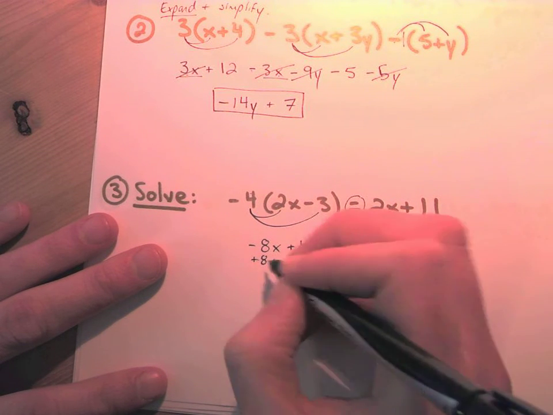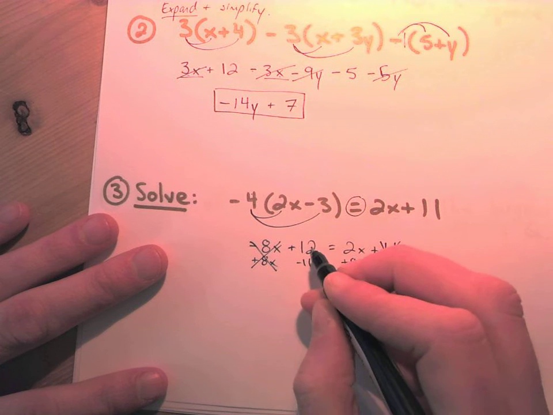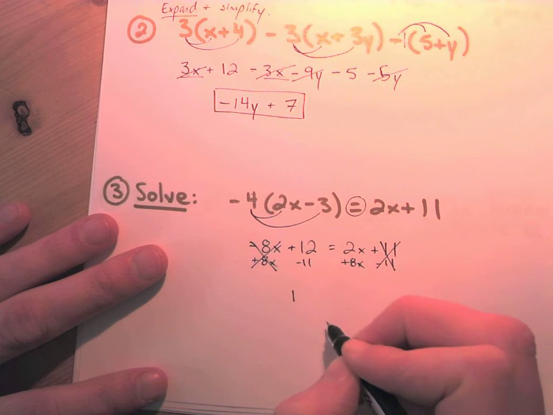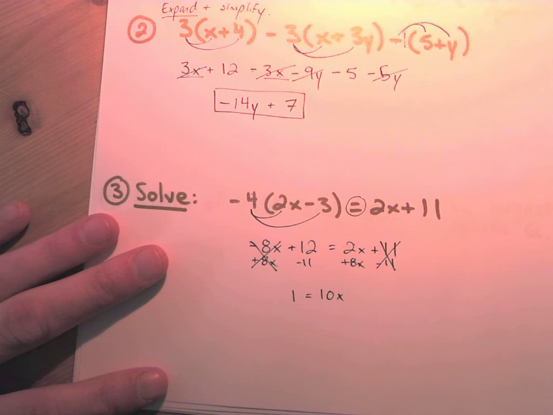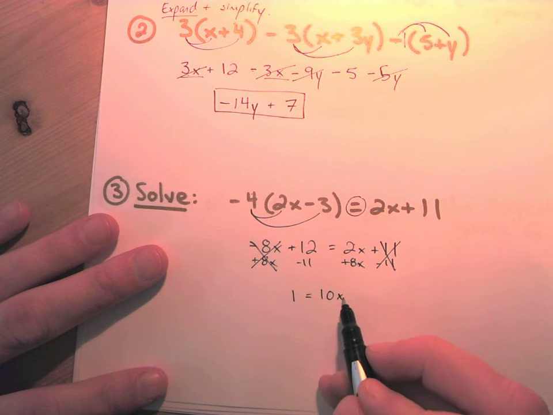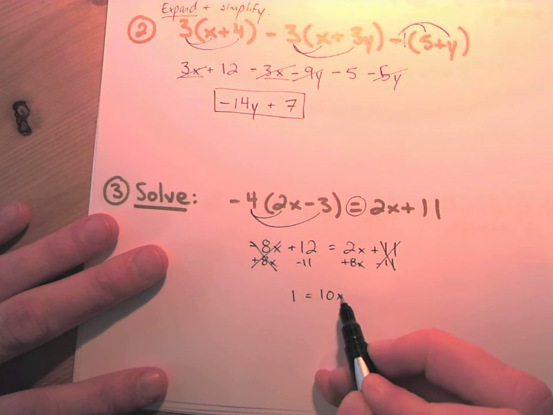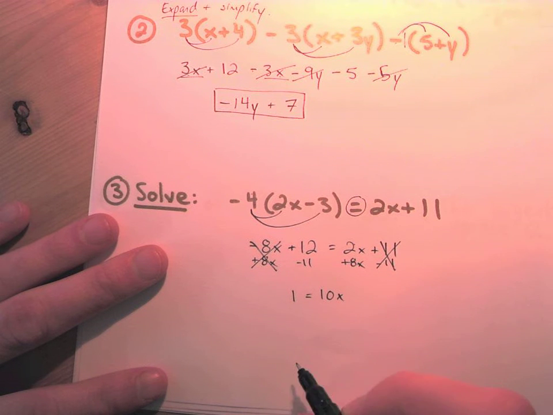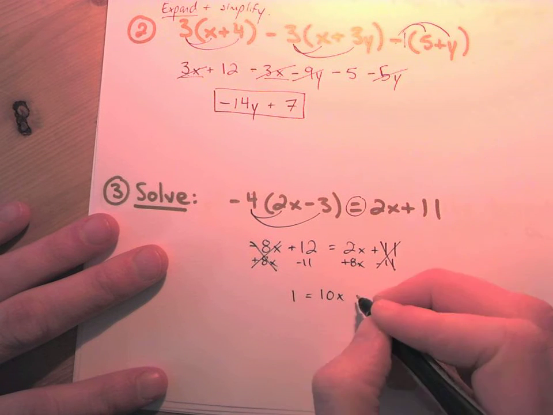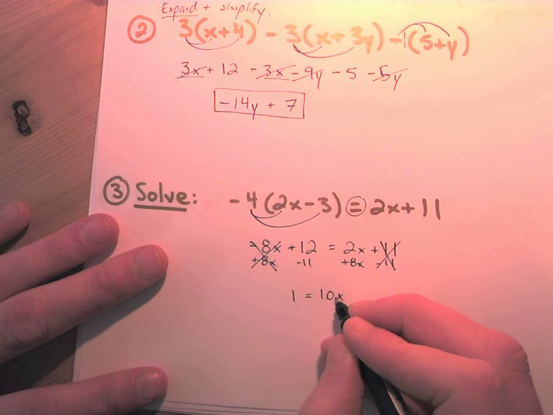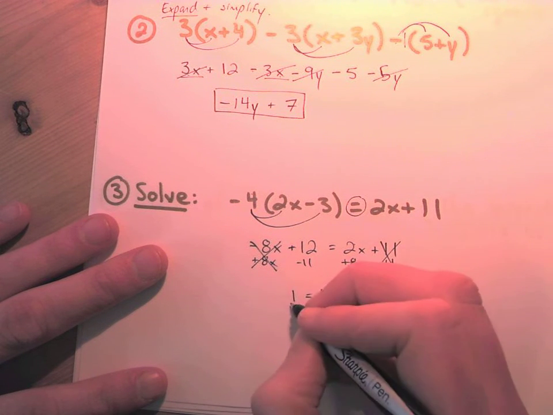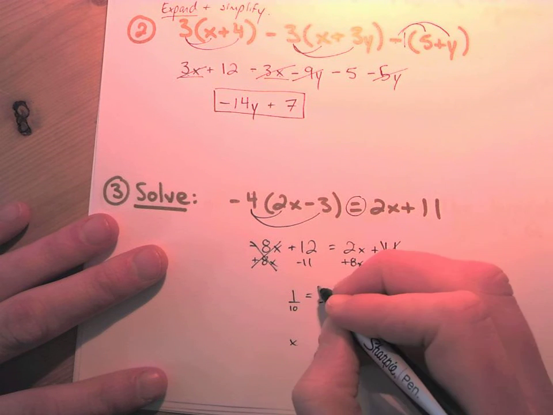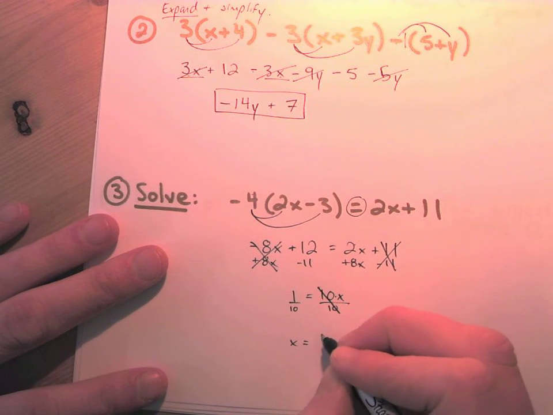Those will cancel out, those will cancel out, and we'll be left over with 12 minus 11, which is 1, and 2x plus 8x, which is 10x. Okay, so now we have all of the x-like terms on the right side, and just the numbers on the left side. So we're good to go now. We just have to solve for x. We have 10 multiplied by x. We have to get rid of that 10. So let's do the opposite of multiply. The opposite is divide. So we're going to divide by 10. And then those cancel out, and we're left over with x equals 1/10.